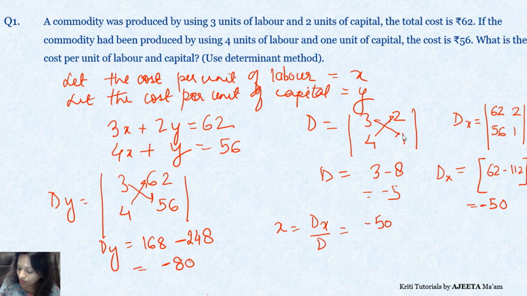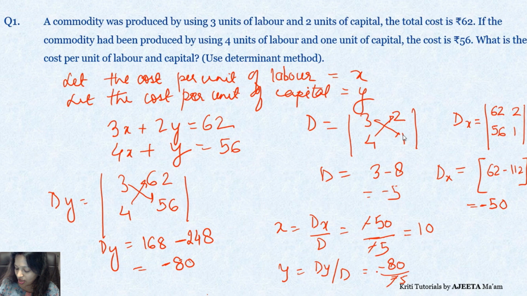Minus 50 upon minus 5. That is 10. Right? What will be your y? Your y will be Dy upon D. That is minus 80 upon minus 5. Minus minus cut out, so it becomes 16. Now you can always check your answer, as I said. So here also, if you substitute the values of x and y in the equation, it will be satisfied. So either you can check for both or one.